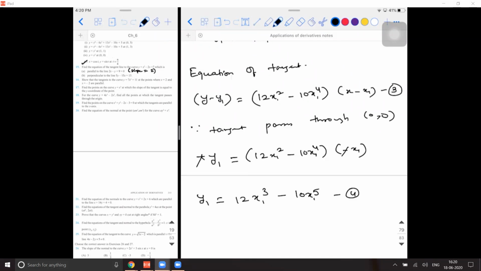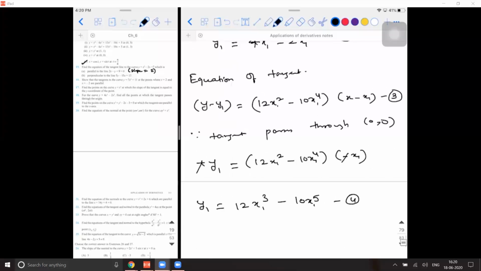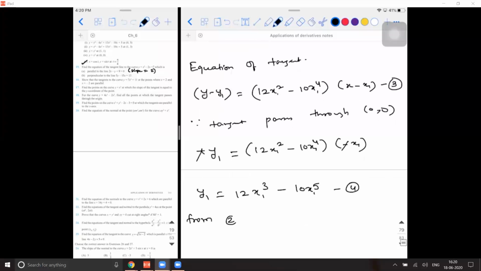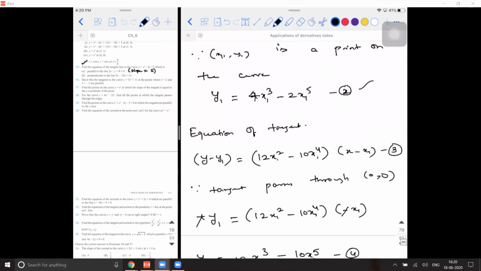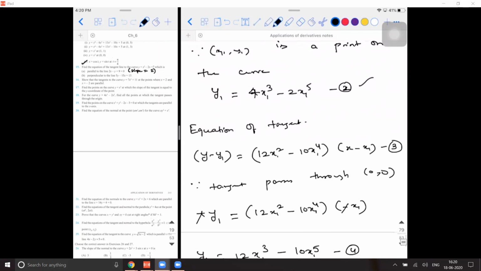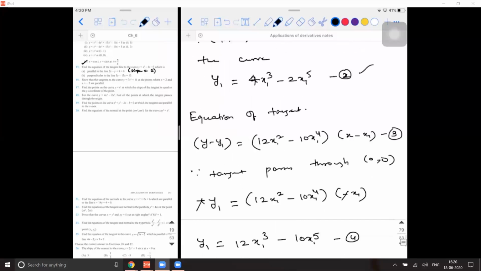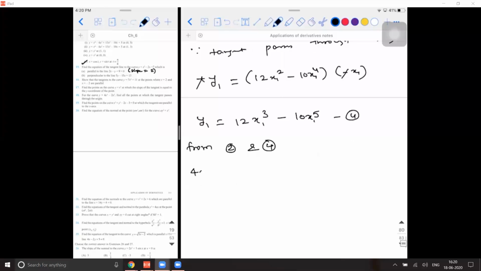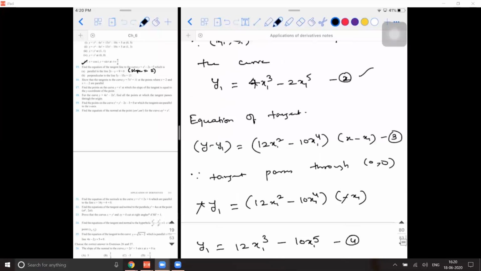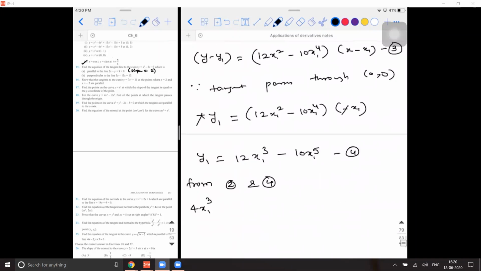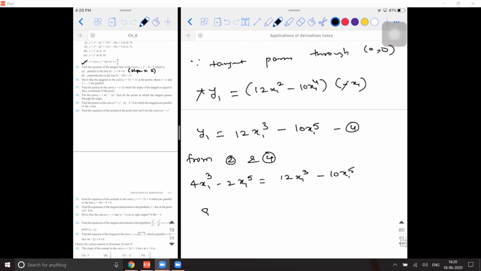If I take this as equation number 4, from 2 and 4, what can I conclude? From 2 and 4, observe. 2 is 4x1 cube minus 2x1 power 5. 4 is 12x1 cube minus 10x1 power 5. The left hand sides are the same, not slopes, the points are the same. y1 is not slope. So 4x1 cube minus 2x1 power 5 is equal to 12x1 cube minus 10x1 power 5. So 8x1 cube is equal to 8x1 power 5. Correct? So 8 and 8 will get cancelled.